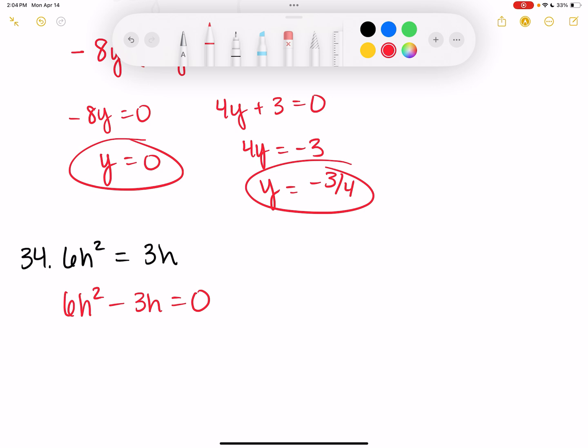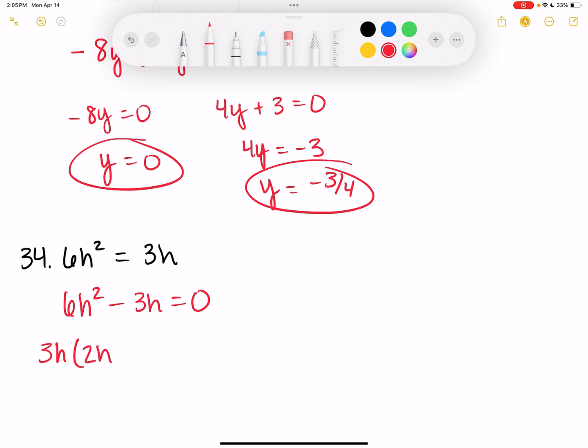You take out the 2h. Not 2, but I can take out an h. Yeah, 3, because 3 would go into 6, but 2 doesn't go into 3. So I take out a 3, and I take out one single h because I have h squared and I have h. So when I take out a 3h from 6h squared, what do I get? 2h.